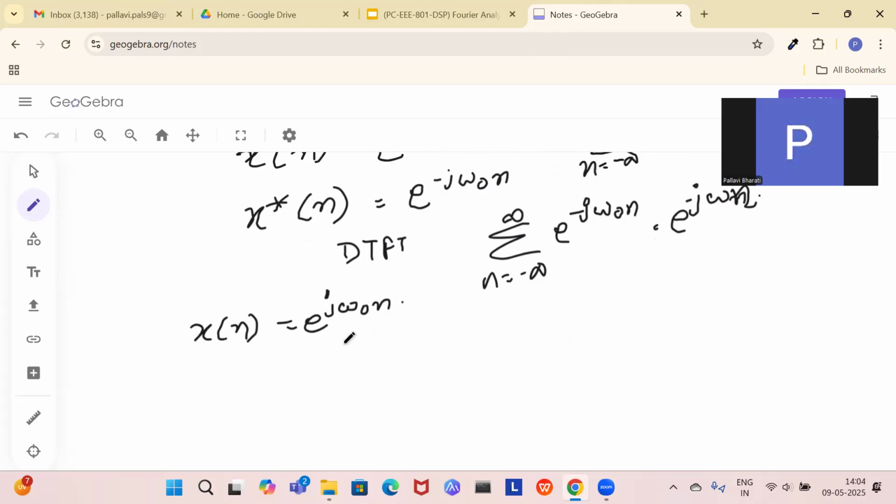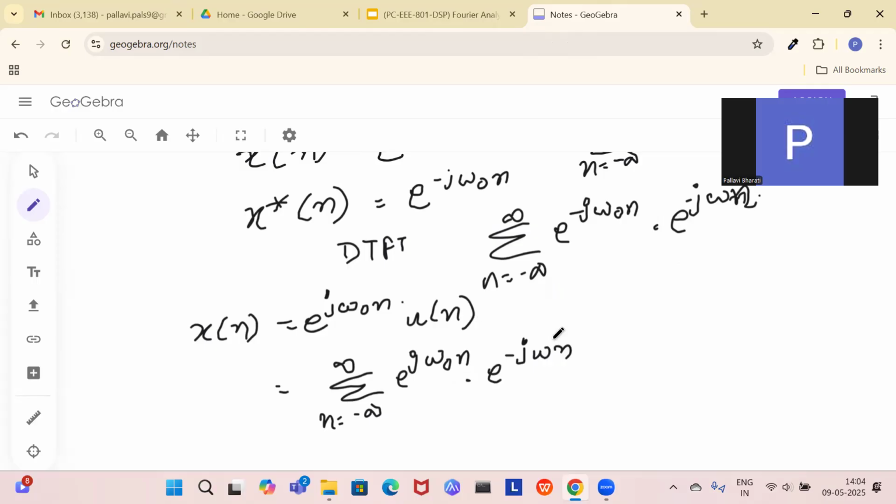Also, one more thing I will do is multiply it with u[n]. If you don't multiply it with u[n], then you are going to have to sum from n equals minus infinity to infinity of e to the power of j omega naught n into e to the power of minus j omega n. The full thing you would have to do from minus infinity to 0 and 0 to infinity.